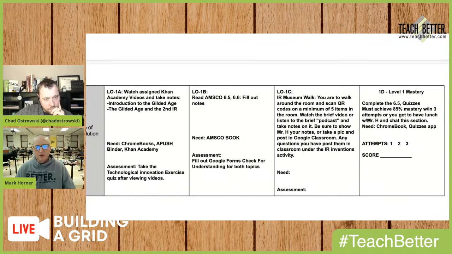And then what I do is provide a check for understanding Google form, with either a stimulus-based question or a political cartoon, or just simply ask them, what did you find interesting and what wasn't? Just a little check for understanding.